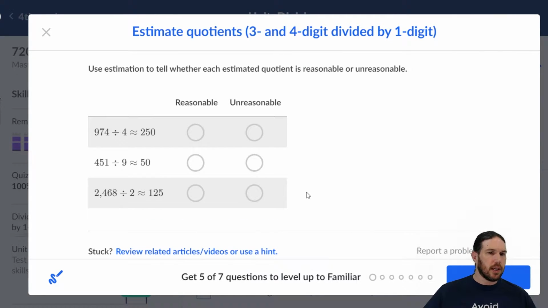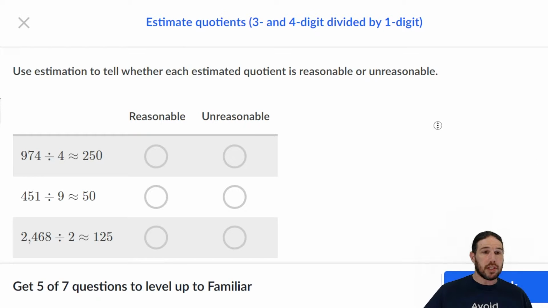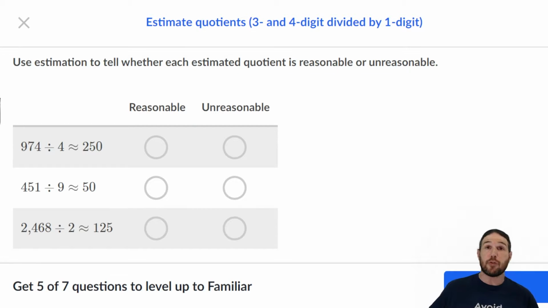Use estimation to tell whether each estimated quotient is reasonable or unreasonable. Now, this is an interesting one because different people can have different ideas of what's reasonable. But in this case, I'm hoping that it'll be pretty obvious.